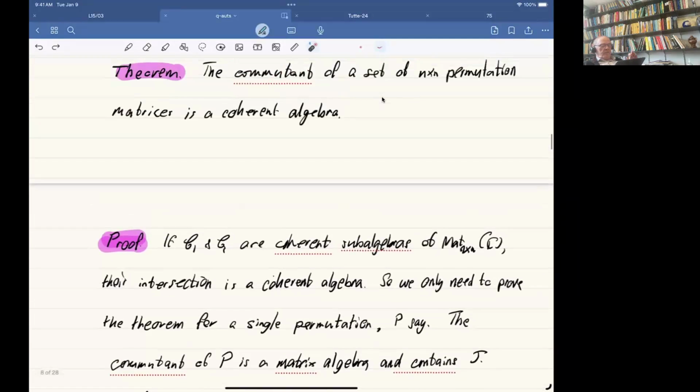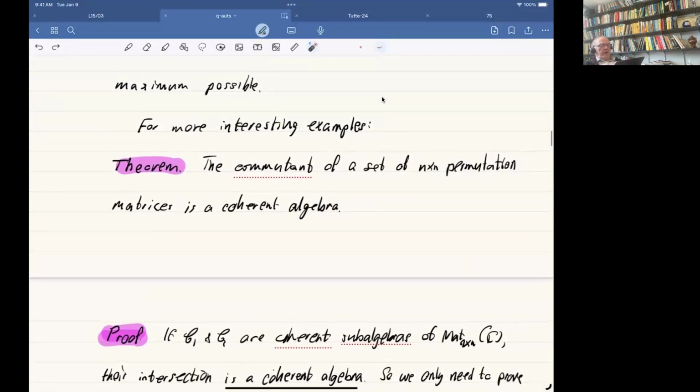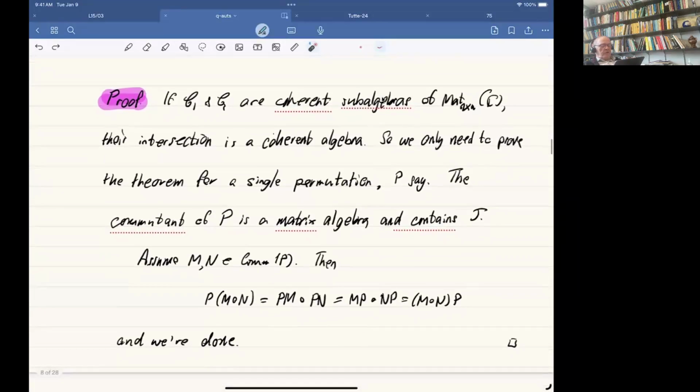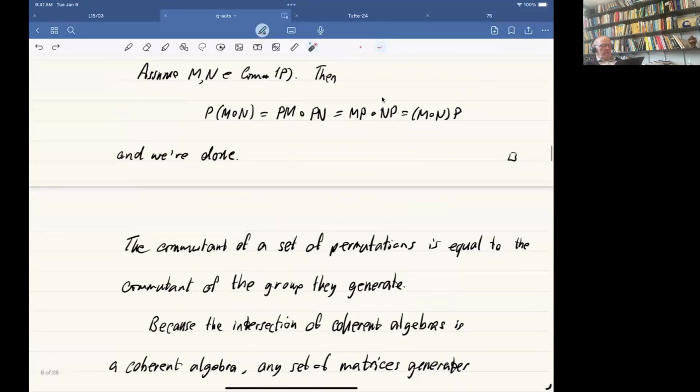Now, as I said, this is the proof for plain old-fashioned permutations. And it's a useful result in its own right, but we're going for bigger fruit.